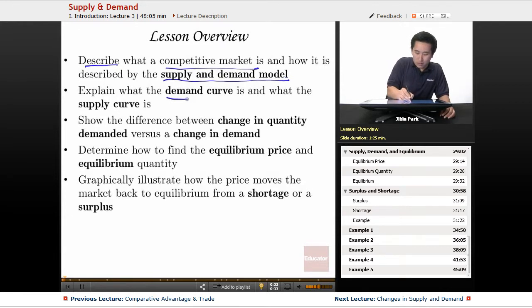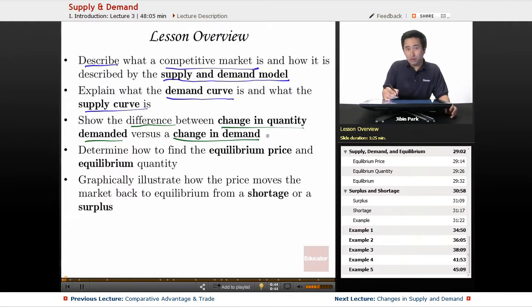So we're going to explain what the demand curve is and what the supply curve is. We'll show the difference between a change in quantity demanded versus a change in demand. A lot of people don't really understand this. A lot of students get this concept confused. If you rely on your economics from the mass media, this nuance isn't really going to be emphasized. So if you want to pass the AP macro exam, make sure you know the difference between a change in quantity demanded versus a change in demand.